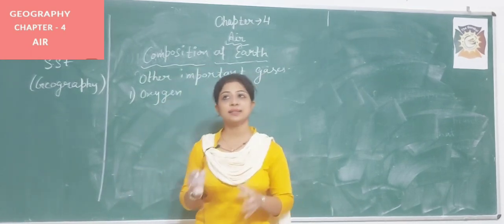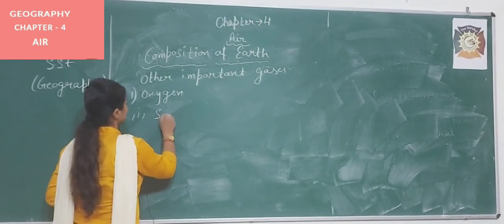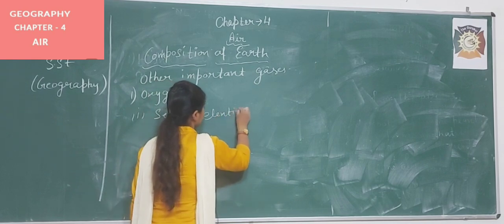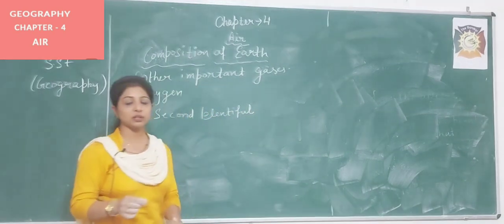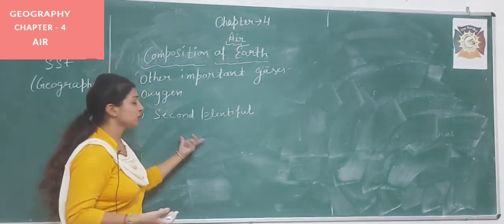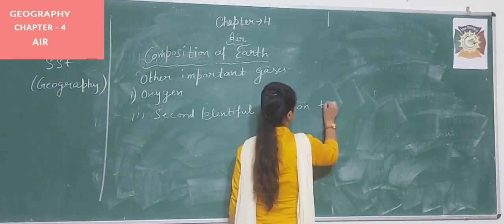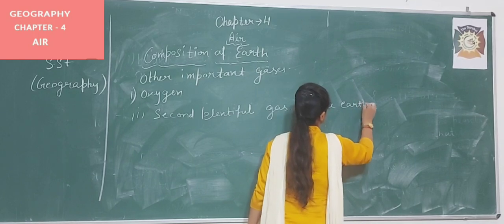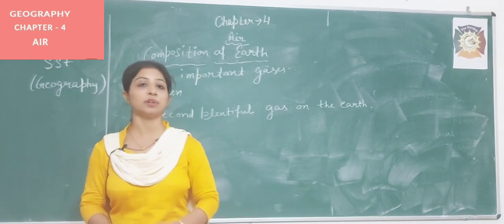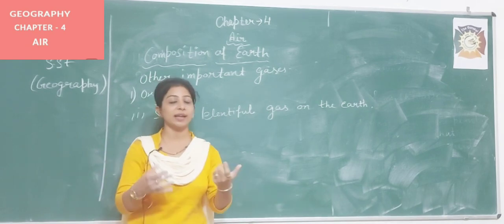Oxygen is the second most plentiful gas on the earth. We can write here, it is the second most plentiful gas on the earth, because it is found in excess quantity. We have already discussed that we get 21% oxygen. Human and animals take oxygen from the air as they breathe.